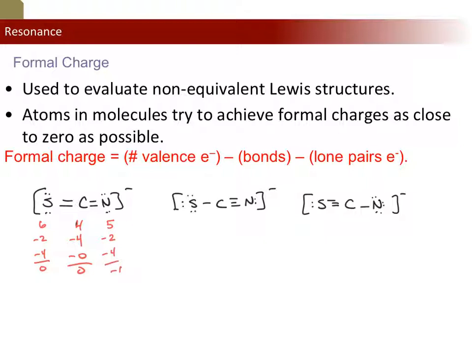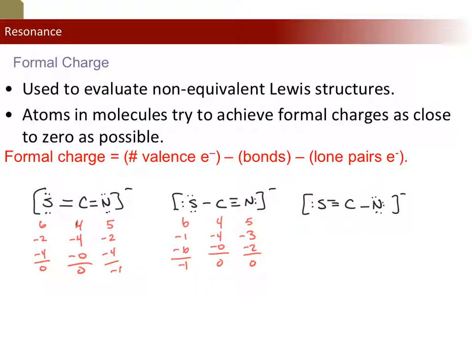Now the resonance structure in the middle, let's do the same thing. Carbon has 4 valence minus 4 bonds minus 0 dots, so it's 0. Let's do the sulfur. 6 valence minus 1 bond minus 6 dots, so it's got a -1. Nitrogen has 5 valence minus 3 bonds minus 2 dots, so now it's 0. See, by shifting the double bonds to a triple bond and a single bond, you've changed the formal charges of the elements. On the one on the left, the nitrogen had the -1 formal charge, and on the one in the center, the sulfur has the -1 formal charge.